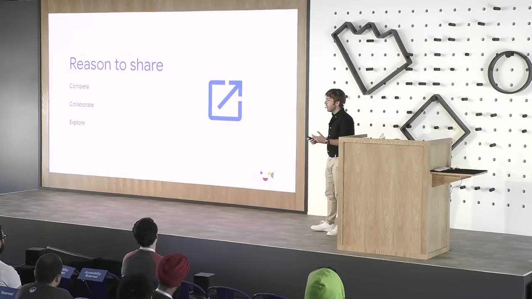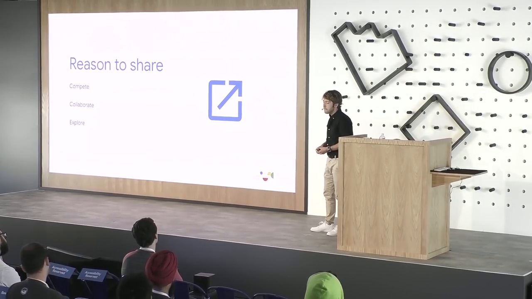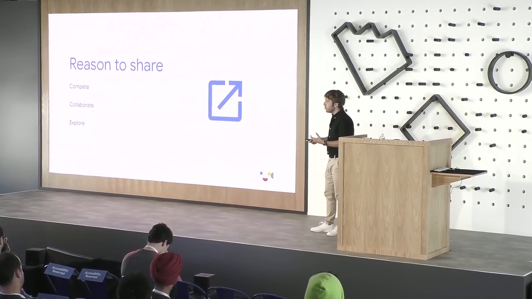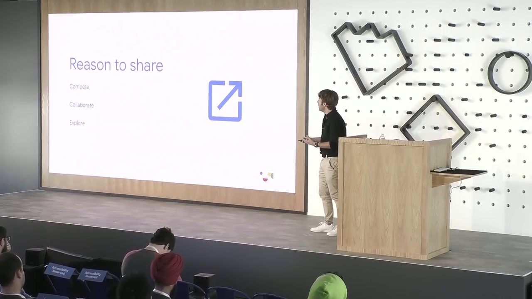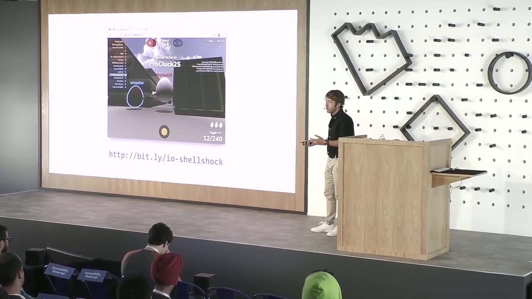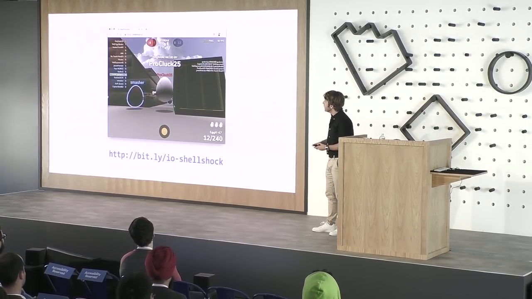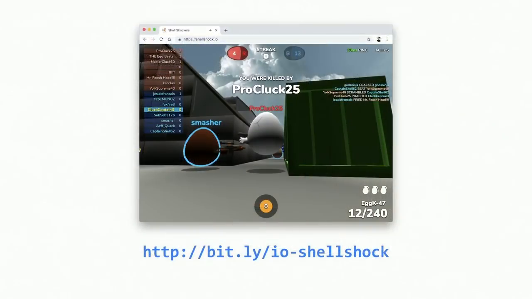And lastly, I mentioned that we want to give users a reason to share, right? We want the URL to be really compelling. There are a few different ways you can do this: in competitive, collaborative, or maybe explorative ways. Here's a competitive example, which is Shellshock.io. It's an arena first-person shooter similar to Quake, and it's a competitive multiplayer game. Using URLs, you can deep link another player into a room to compete with you. Whenever you create a room in the game, it generates a unique URL.